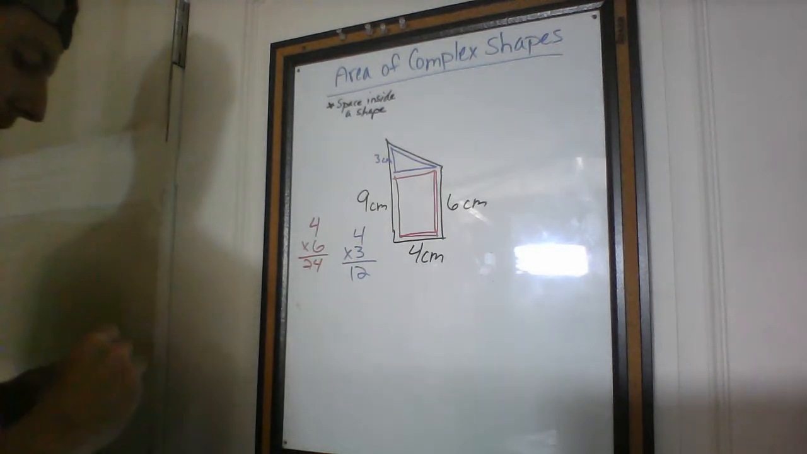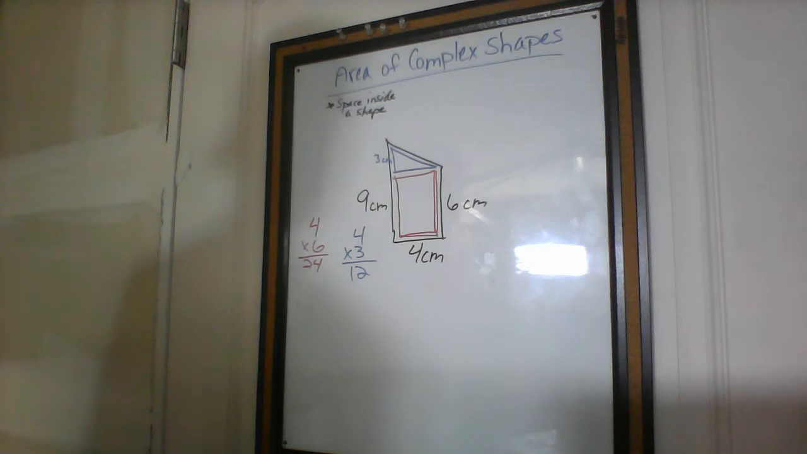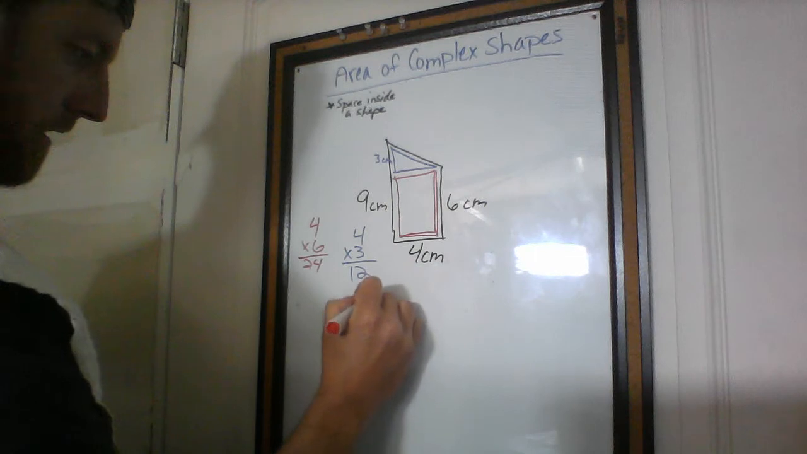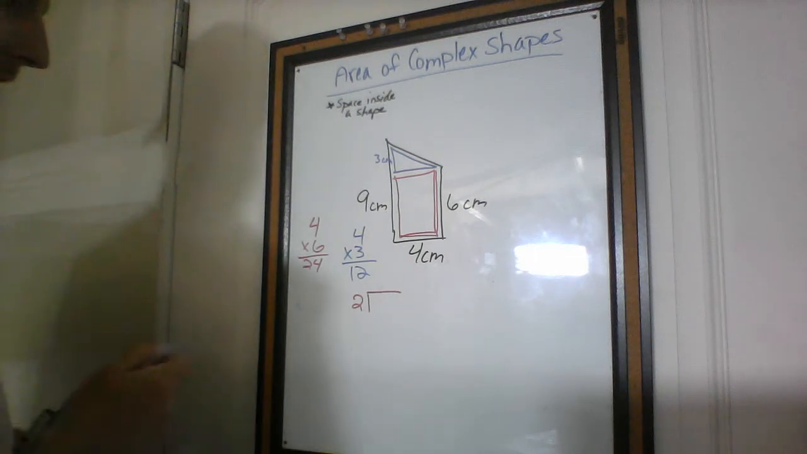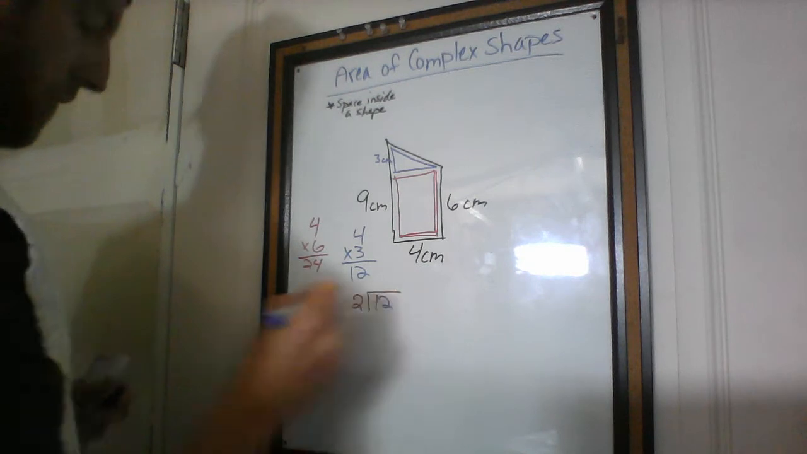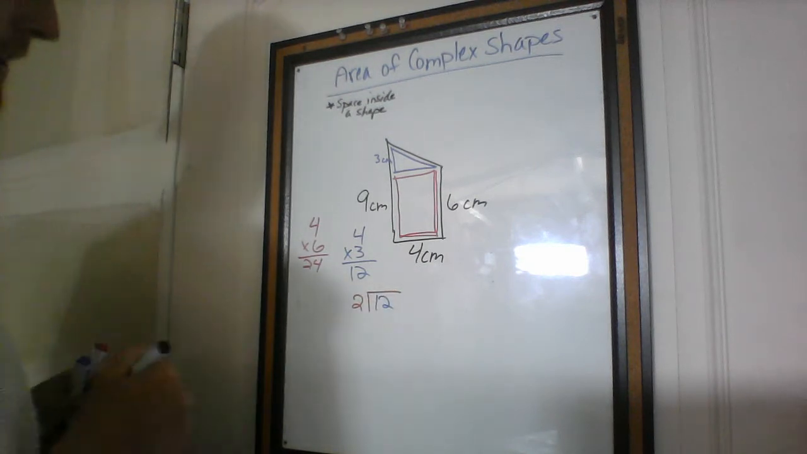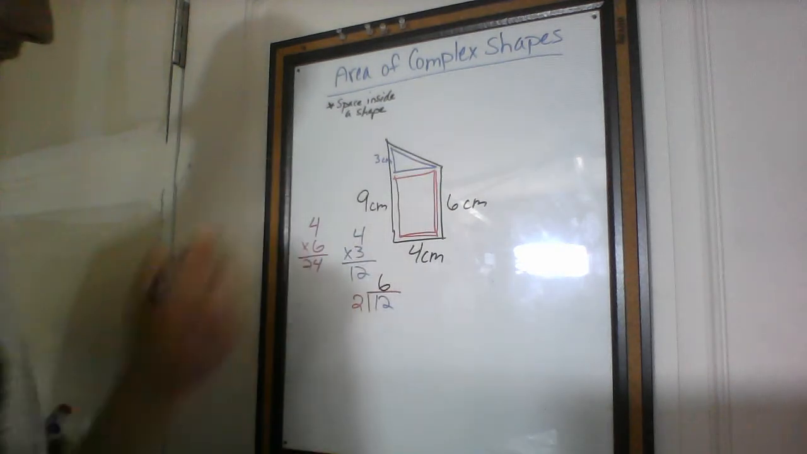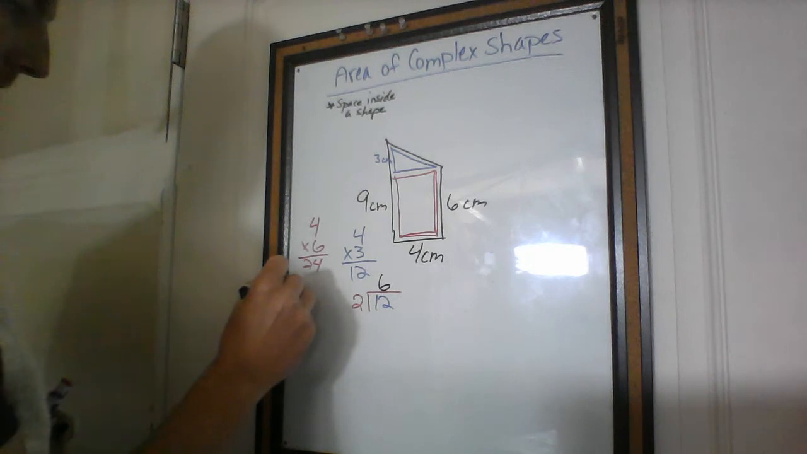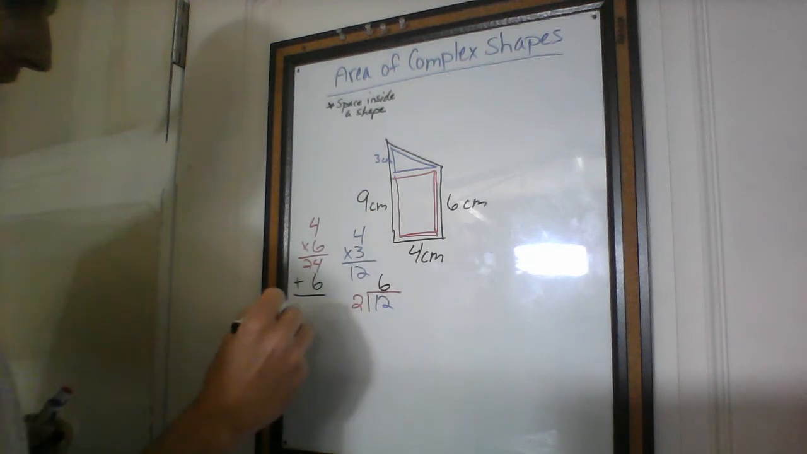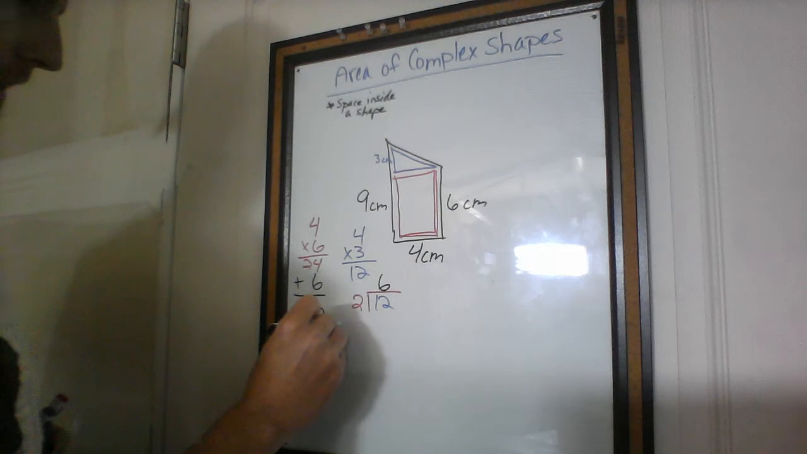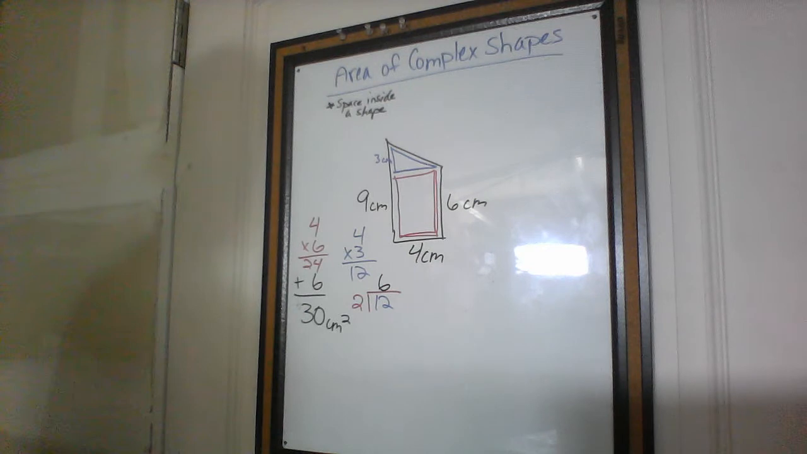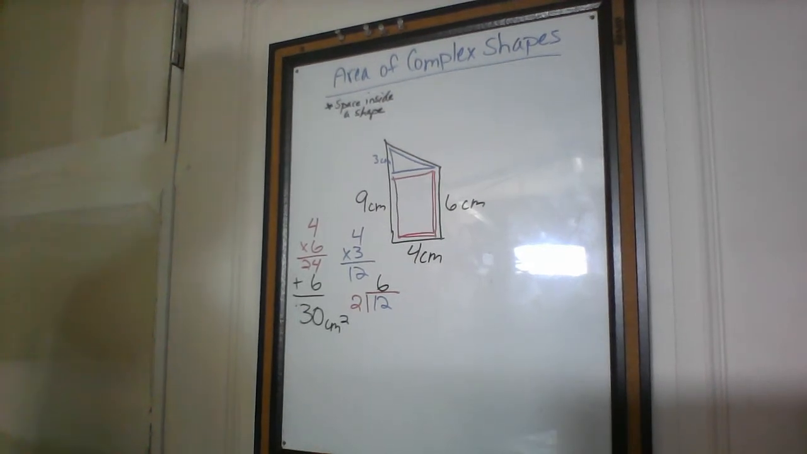Again, remember, what do we need to do when we have a triangle? Divide by 2. So we're going to take that 12 and we're cutting it in half. Okay, 12 divided by 2. I know it's nice and easy. You're doing it in your head, but I'm writing it out so you can see it. We have 6. So the area of the triangle is 6 centimeters squared. We need to combine that with the area of our rectangle. So we end up with 30 centimeters squared. That is the area of that particular complex shape.